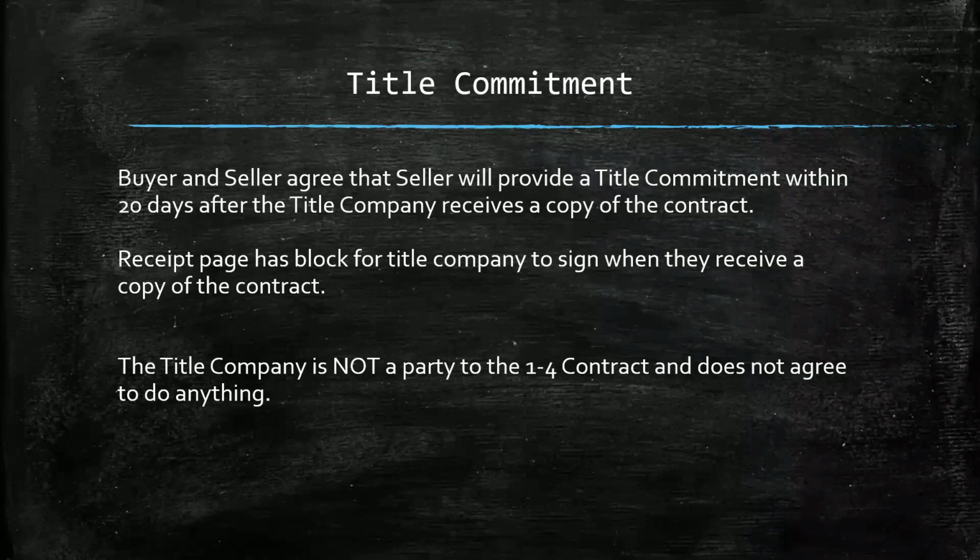So even if you come across a title company that is just grossly negligent and they don't provide the title commitment and it's simply because they've just dropped the ball, the buyer doesn't have any recourse against the title company. The only thing they can do is what is written in the contract, and that would be terminate and get their earnest money back.